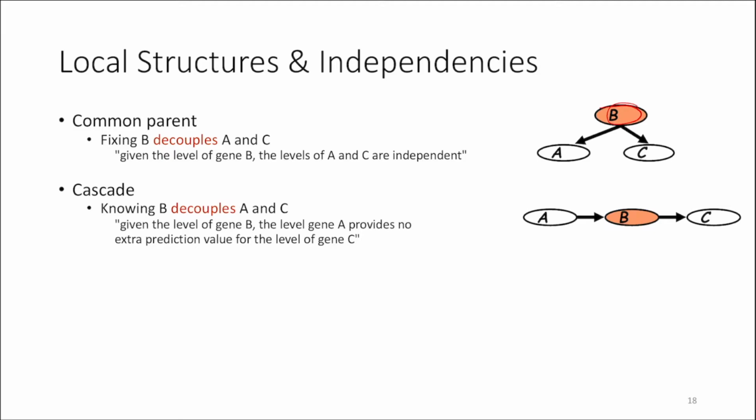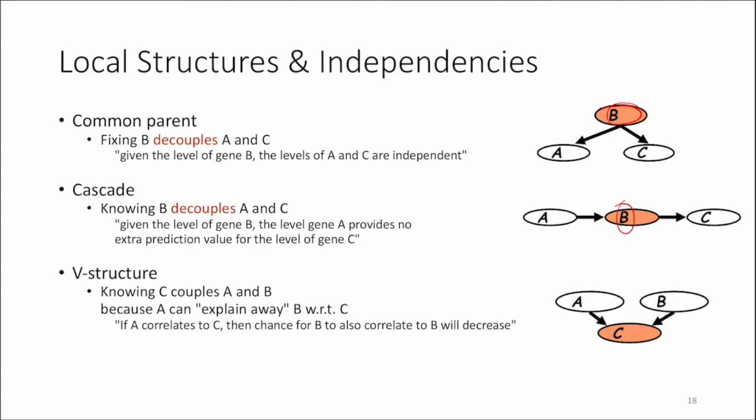There is also the cascading event, where A is connected to B and B is connected to C. In this case, you can view it as if I observe B, knowing A does not provide any extra information. So an example is that given the level of gene B, the level of gene A provides no extra information on the value of the gene C.